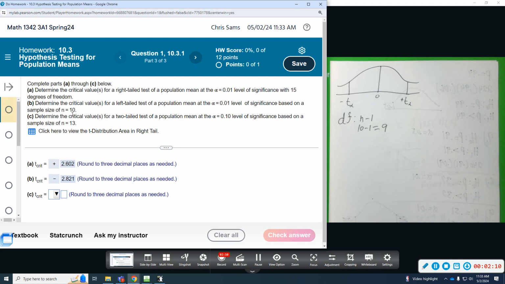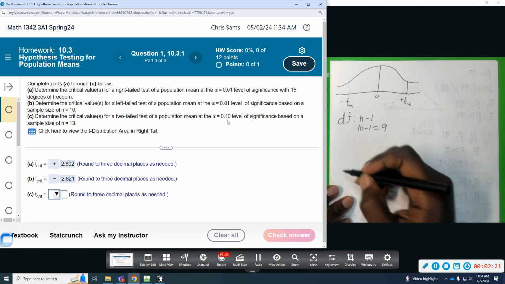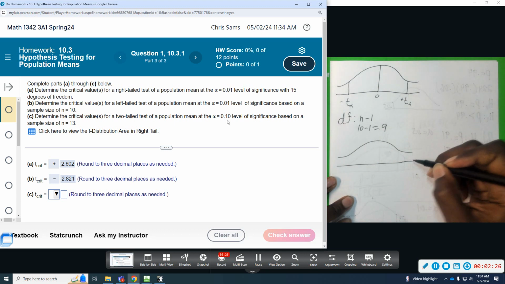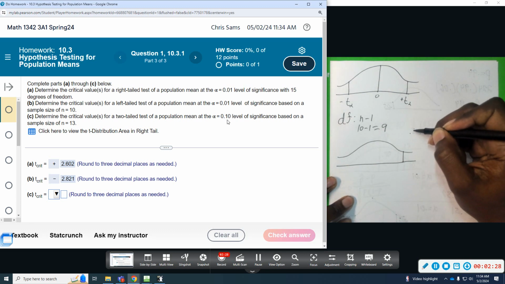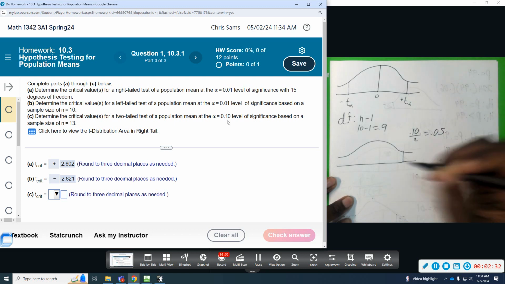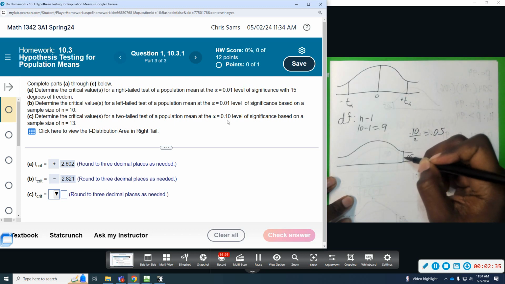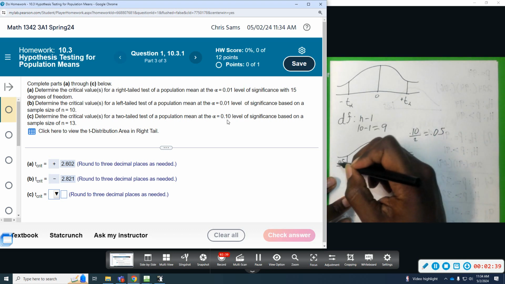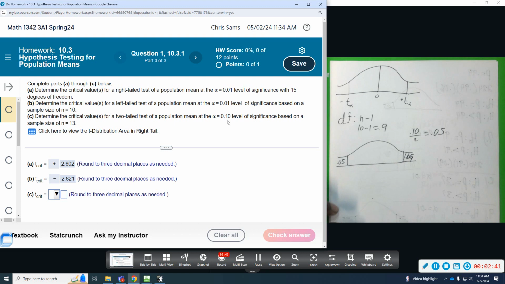And then C, we're going to determine the critical value for a two-tailed test, 10% level of significance. So 10%, when we're doing a two-tailed test, we're going to be taking that 10% and dividing it by 2, because it's going to be evenly distributed in the two tails. So if I take 0.10 divided by 2, it's going to be 0.05. So I'm looking for 0.05 area to the right. That's going to be the same 0.05 over here. So 0.05 and 0.05 give me the 10%.